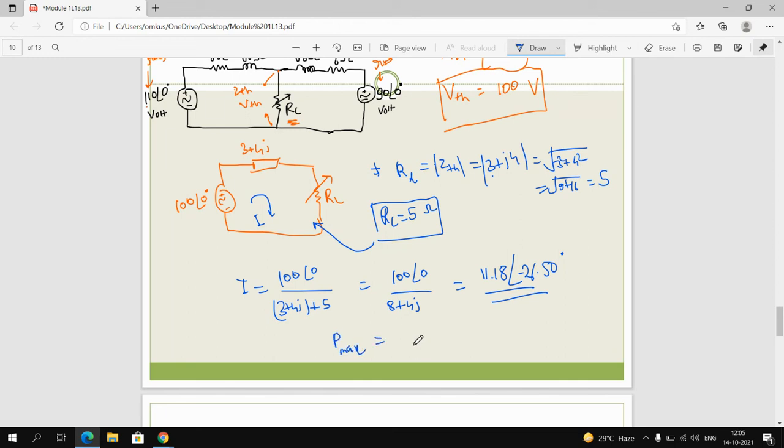Pmax is nothing but the I square R. What is our I square? 11.18 square into R, which is equal to 625 watt. Okay, I hope this is clear. Now this only gives the phasor difference, meaning the deviation of that vector of I with respect to the reference point, right? So for calculating Pmax, we need to use this real value.